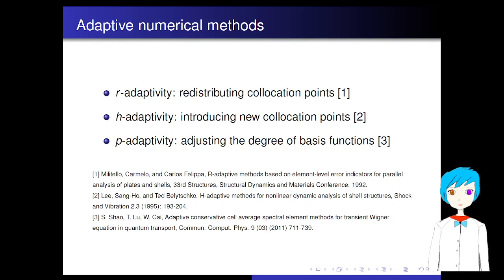For adaptive numerical methods, there are three adaptivities. R adaptivity, which corresponds to redistributing collocation points. H adaptivity, which corresponds to introducing new collocation points. And finally, P adaptivity, which corresponds to adjusting the degree of basis functions. Later, we will show that these three adaptivities correspond to our three adaptive techniques for spectral methods.